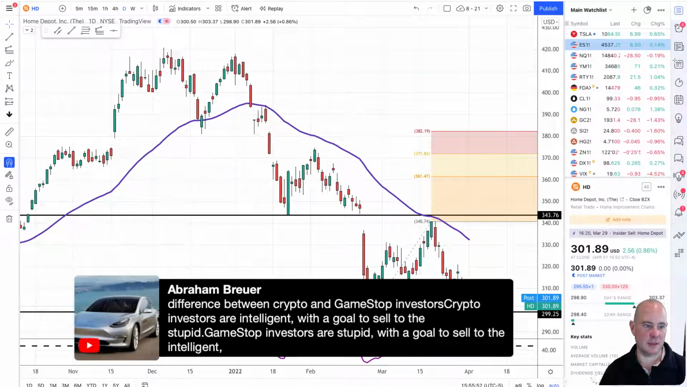Difference between crypto and GameStop investors. Crypto investors are intelligent with a goal to sell to the stupid. GameStop investors are stupid with a goal to sell to the intelligent.